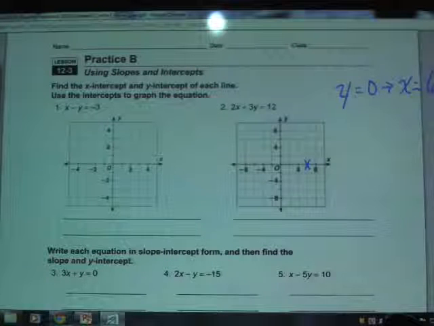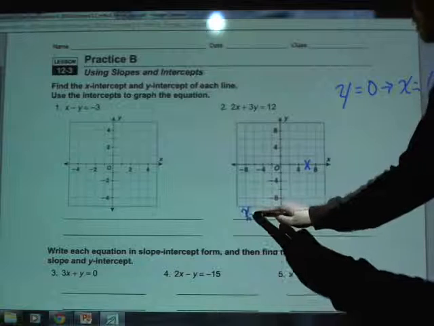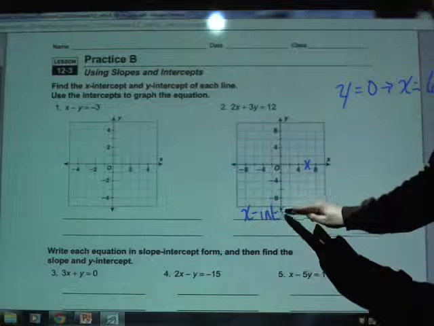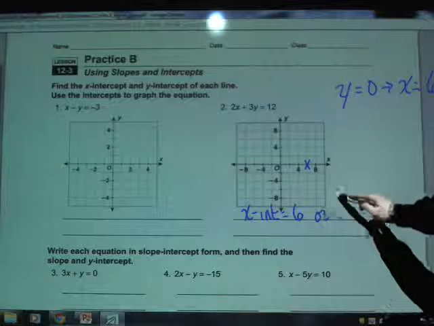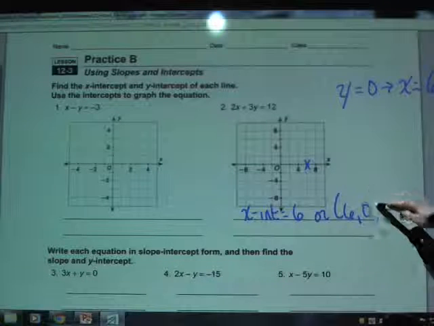And they want us to write that down formally, so we'll come down here and say that the x-intercept is 6. If you want to write it as a point, you can write it as (6, 0).